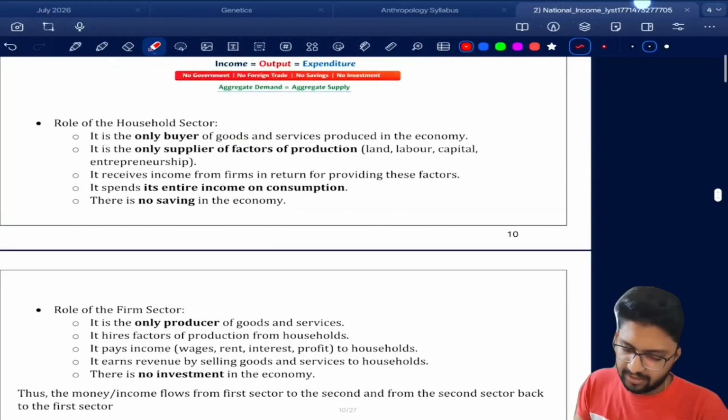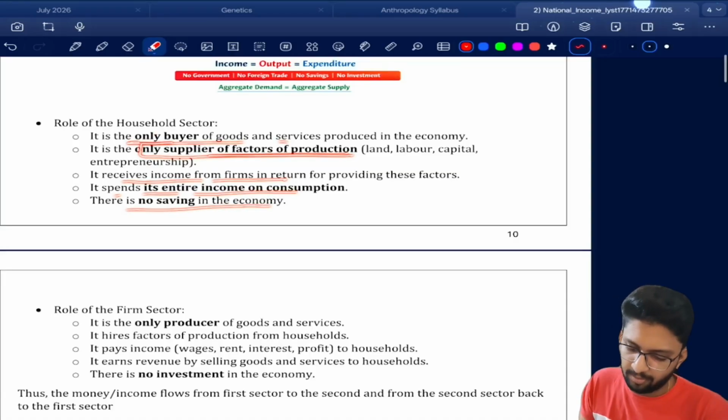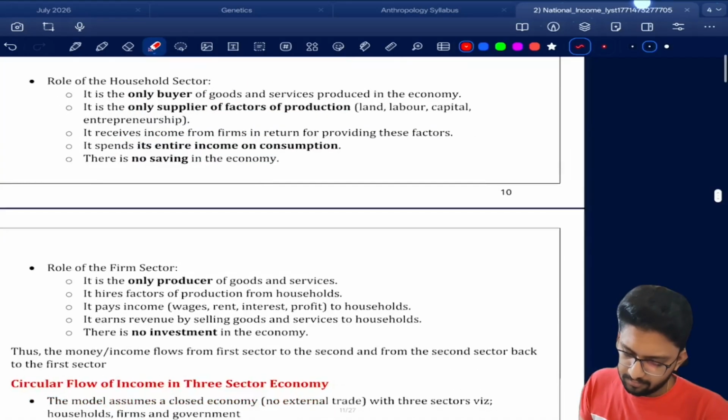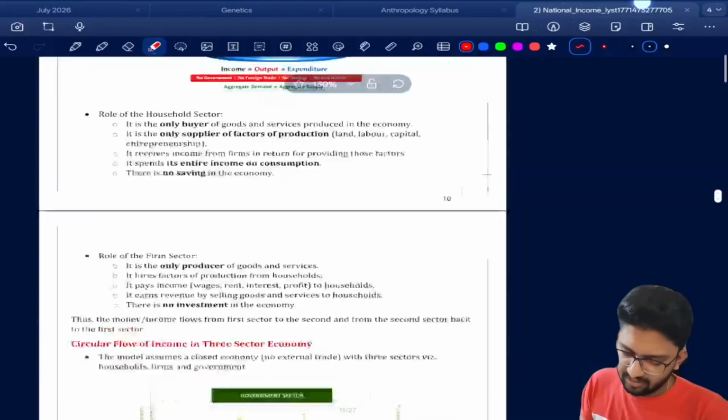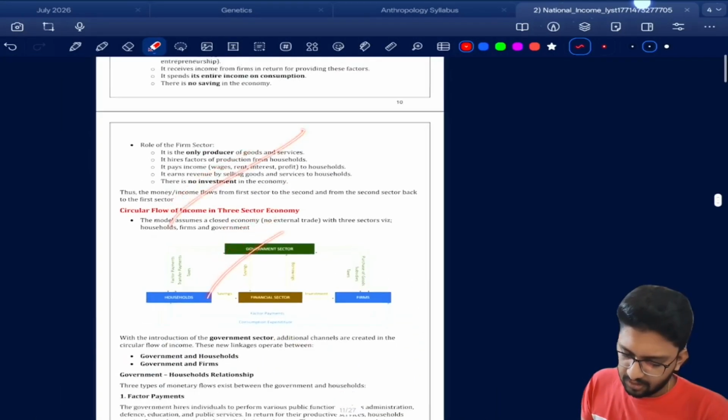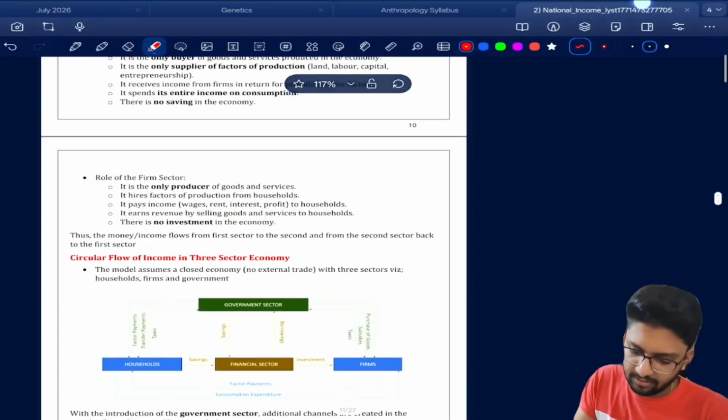Role of household sector: it is the only buyer of goods, it is the only supplier of factors of production, it receives income from firms, it spends entire income on consumption, there is no saving in the economy. Okay, fine, this is just about the closed sector. Circular flow of income in three sectors.